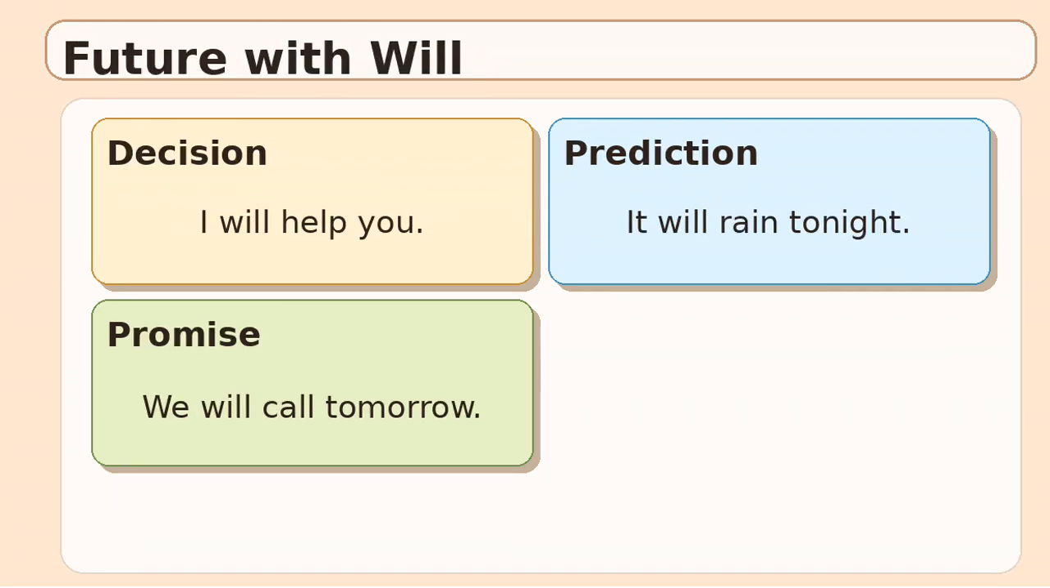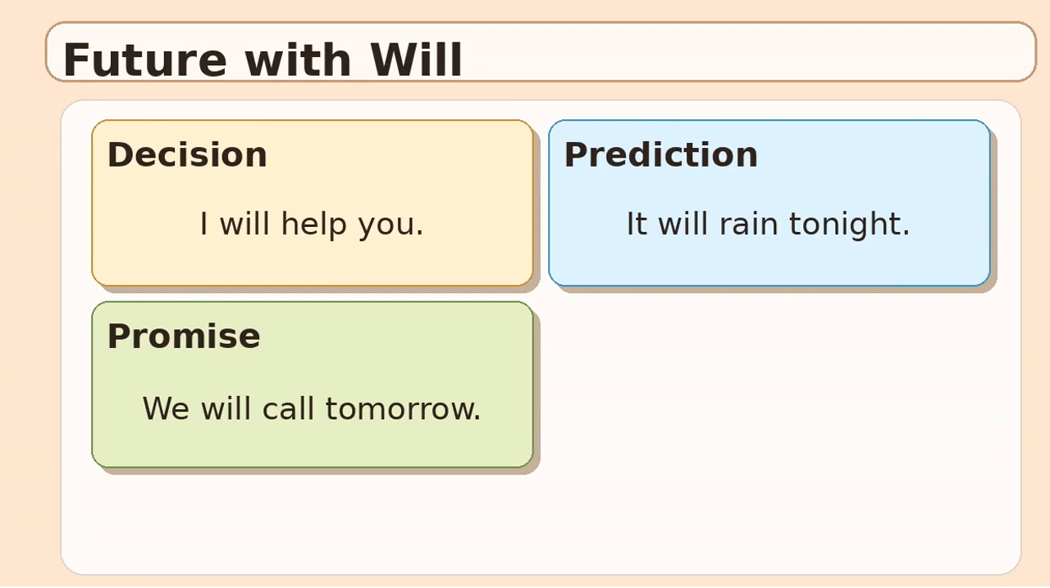A common future pattern is will plus the base form of the verb. In "I will help you," the speaker makes a decision or offer. In "it will rain tonight," will is used for prediction. And in "we will call tomorrow," it expresses a promise or future plan stated at the moment. So will plus the base verb is one of the easiest and most useful ways to speak about the future.